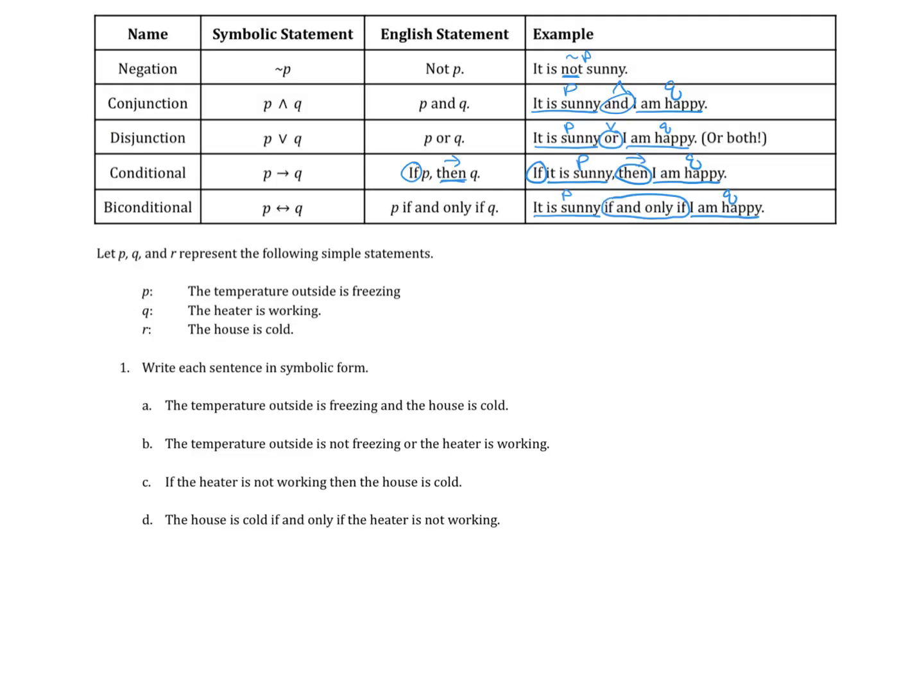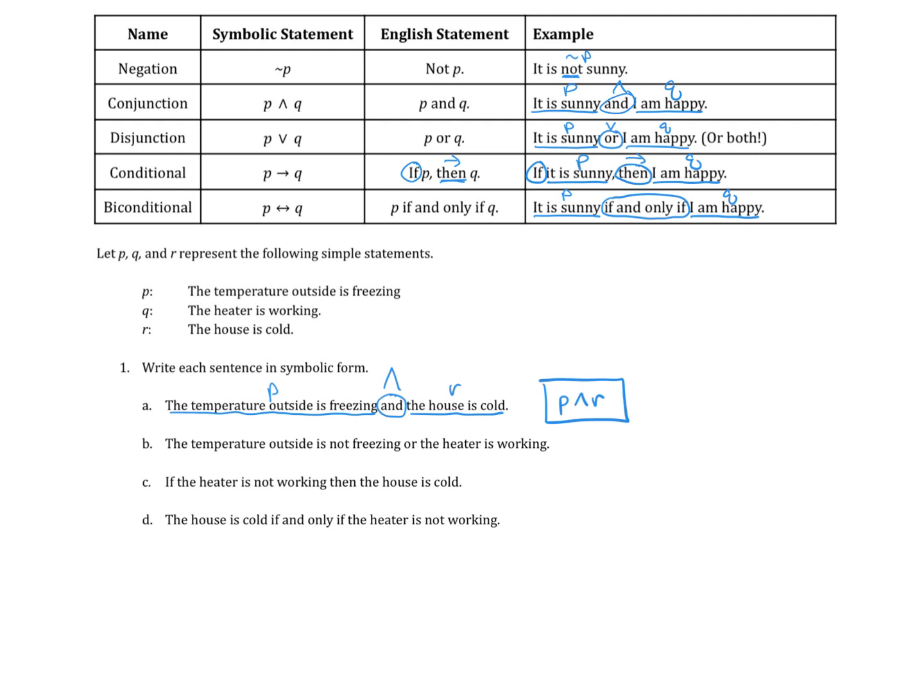In this example, we are going to take the simple statements that are provided. P represents the temperature outside is freezing, Q, the heater is working, and R, the house is cold. And we're going to take some compound statements and write them in symbolic form. The first one says, the temperature outside is freezing and the house is cold. The temperature outside is freezing is P. For and, we use that symbol that looks like a capital A without the line in the middle. The house is cold is R. So this one would be P and R.